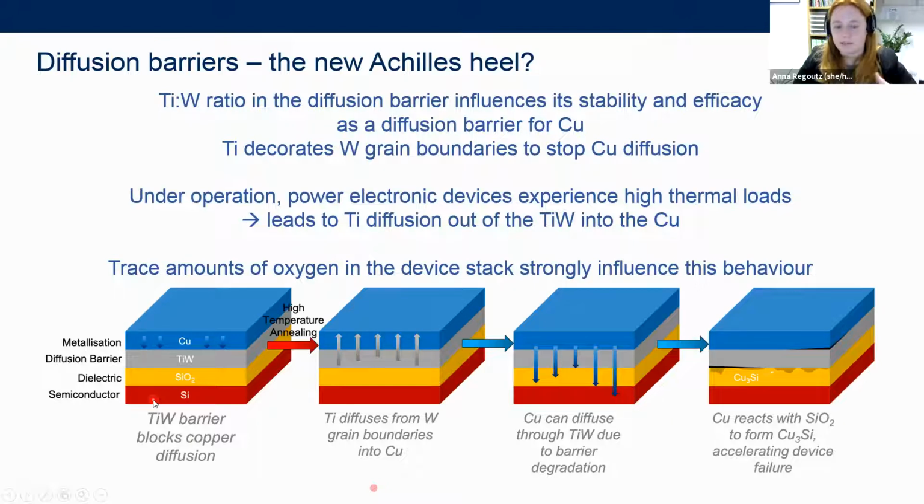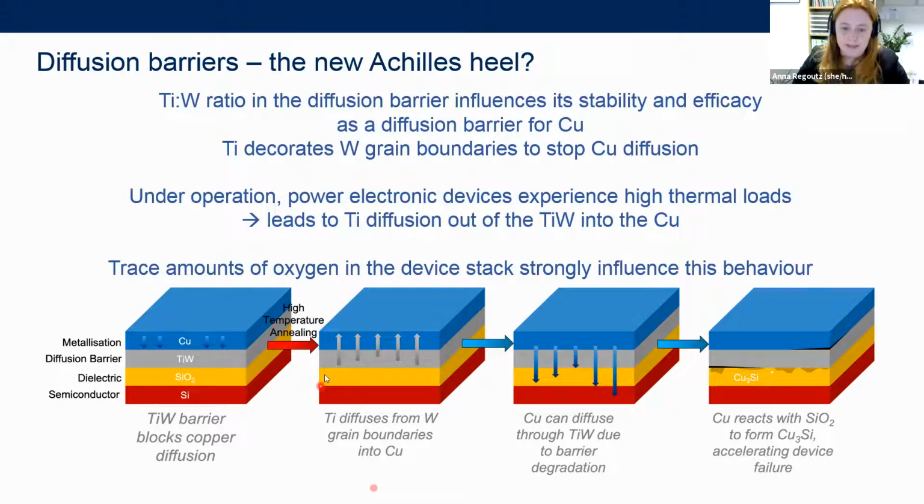So you have some form of semiconductor like silicon, a dielectric on top, then you have your diffusion barrier, and then you have the metallization on top. In the ideal case, the copper now can't get to your silicon dioxide and device breakdown is averted. However, particularly in power electronic devices, these stacks experience very high thermal loads, so very high temperatures.